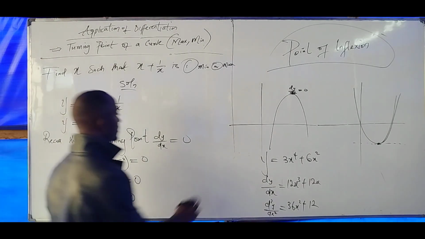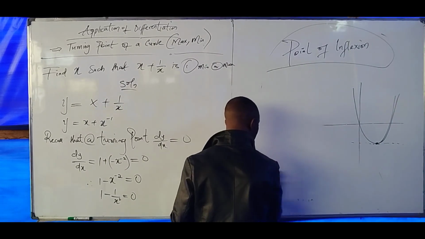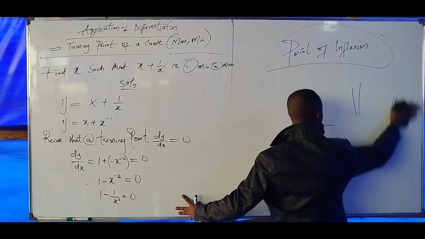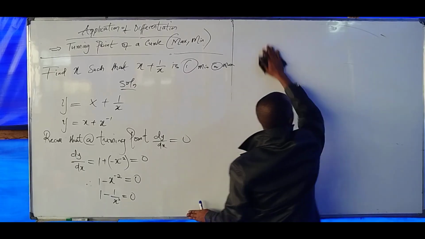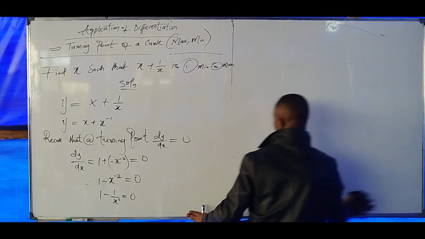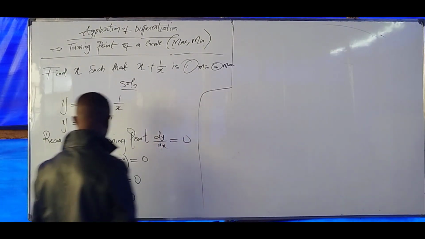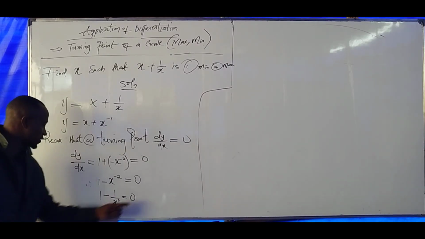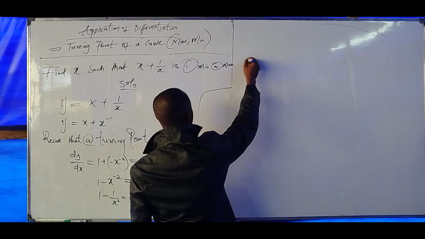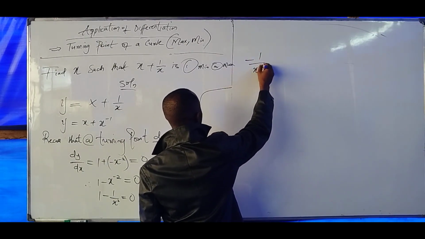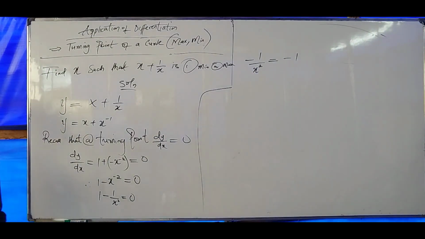Can we move it? We can subtract 1 from both sides, right? You know, our aim is to find x. What is that value of x that defines that the function is minimum or maximum? Let's go. Now when you move this 1 across, or we subtract 1 from both sides, what we have here becomes minus 1 over x squared equals minus 1. Do you agree with me?